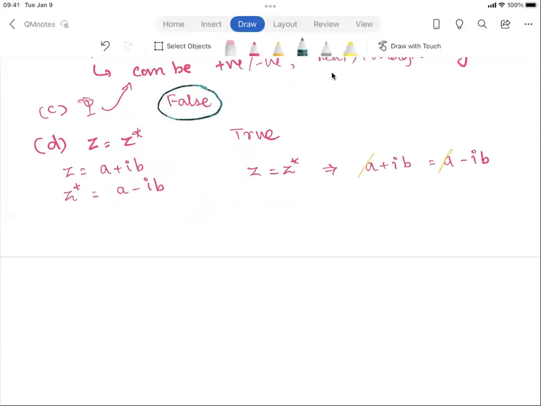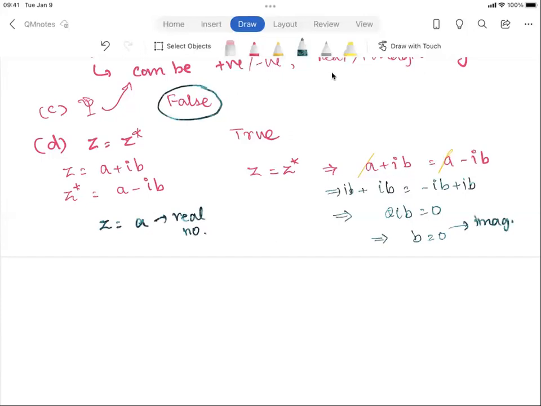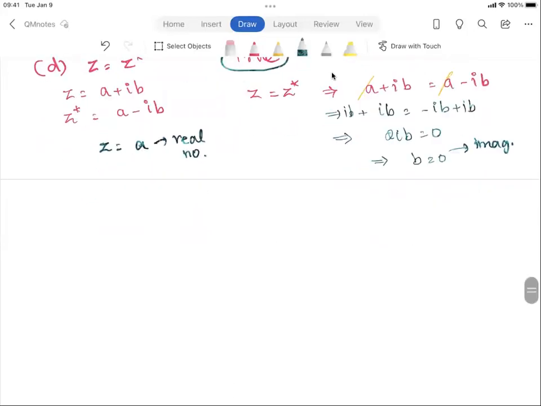right? Now that would give me IB is equal to negative IB, or I can basically just add an IB to both sides to give me 2IB equals 0. That clearly implies B is equal to 0. So the imaginary part is 0, which means your complex number is just A, which is a real number. So the answer for part D is true.